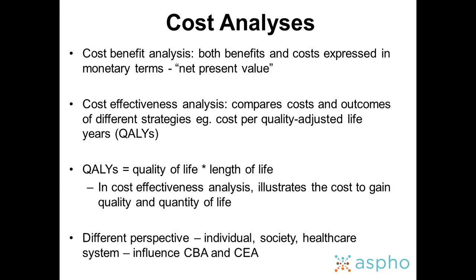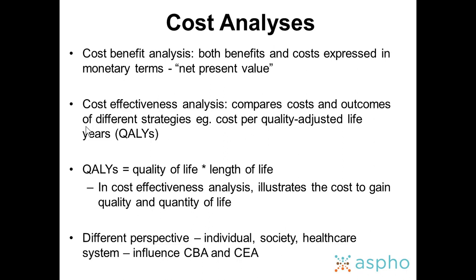Cost analyses: there is cost-benefit analysis, where both benefits and costs are monetized, and this allows you to compare different programs to understand whether programs are worthwhile. There is also cost-effectiveness analysis, which incorporates costs and outcomes of different strategies, such as cost per quality-adjusted life year. So the board wants you to know what a QALY is. A QALY is simply the multiplication of your quality of life times your length of life. And quality of life is measured on a scale of 0 to 1, where 1 is perfect health and 0 is dead.